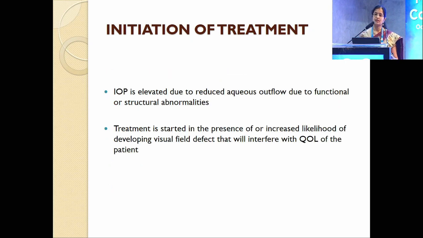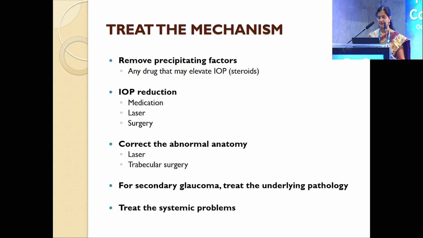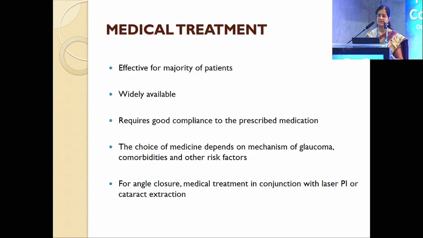Intraocular pressure is elevated basically because of reduced aqueous outflow due to functional or structural abnormalities. So when we are treating glaucoma, we treat the mechanism. That is, we remove the precipitating factors. If there are any factors which are causing raised intraocular pressure, try to withdraw that. Reduce the intraocular pressure, correct the abnormal anatomy. If there is secondary glaucoma, then you treat the underlying pathology. And if there are any associated systemic problems, you can consider treating them as well.